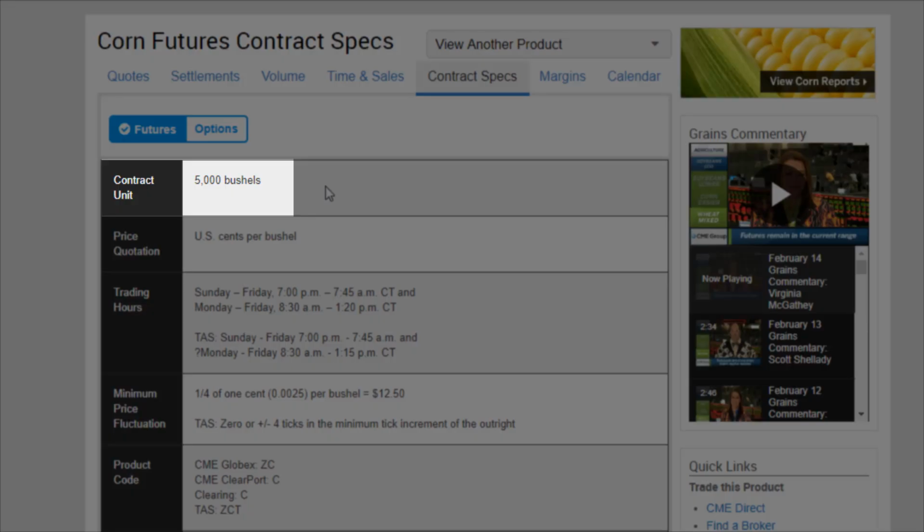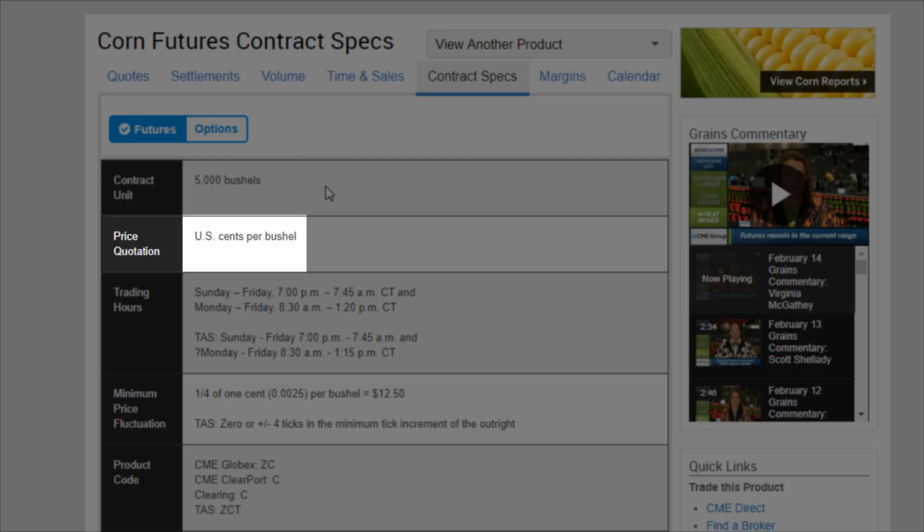Contract unit. Here you find the size of the actual contract you're trading. In the case of corn, we are looking at 5,000 bushels per contract. This is the minimum amount you can trade for this particular contract. Unlike equities or forex, you cannot trade partial contract sizes. There are mini and micro futures contracts, but there is so little volume that the risk increases using these products. We will discuss this part in upcoming lessons.